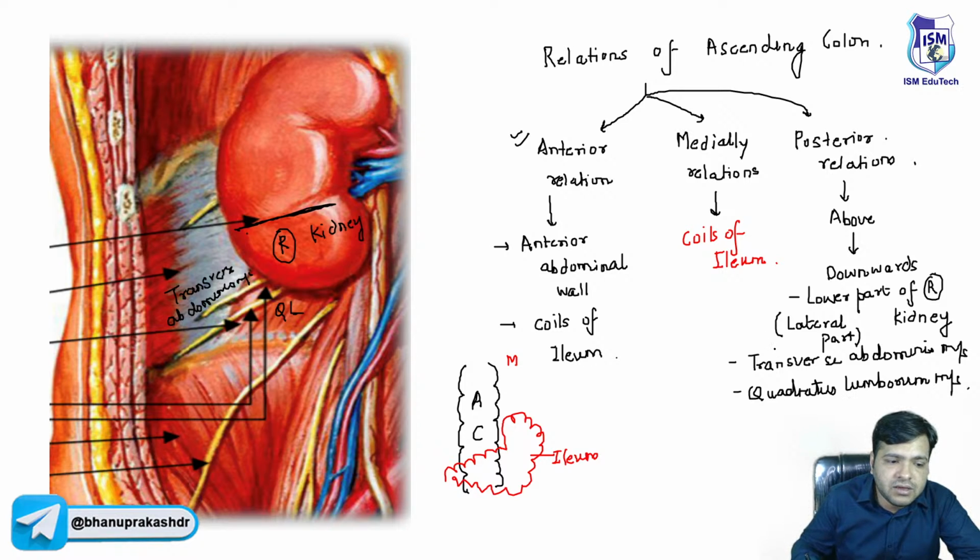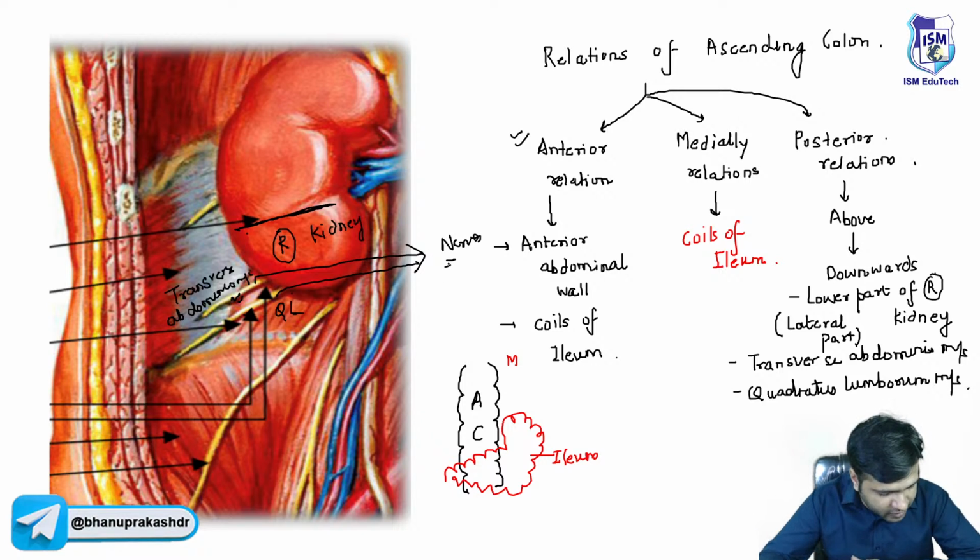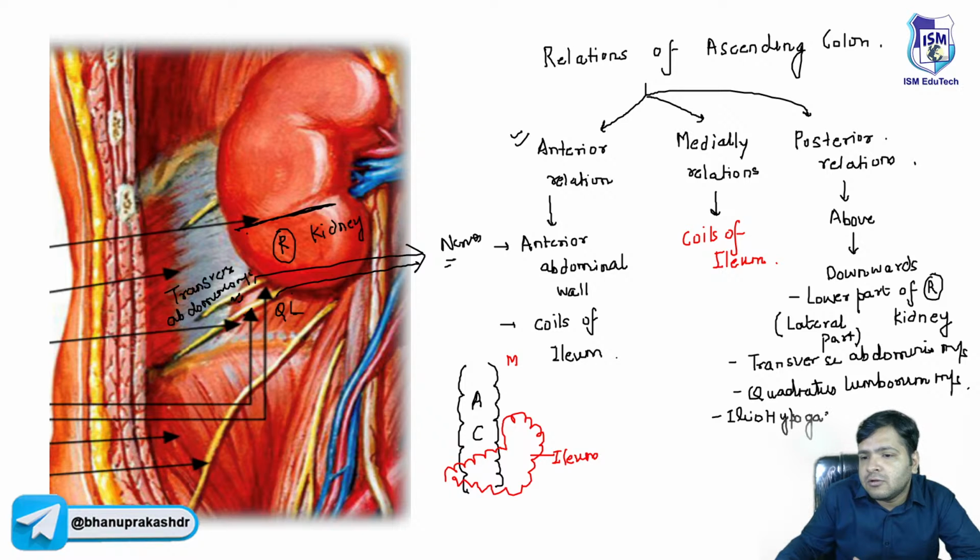Over here we have the iliohypogastric and ilioinguinal nerve. These are all the contents which you can see at the quadratus lumborum muscle. You can see these two yellow colored structures. These are nothing but the nerves, and these nerves are associated with the quadratus lumborum muscle. So remember, we have the iliohypogastric as well as the ilioinguinal nerve.